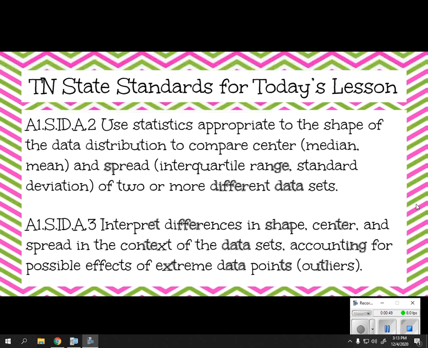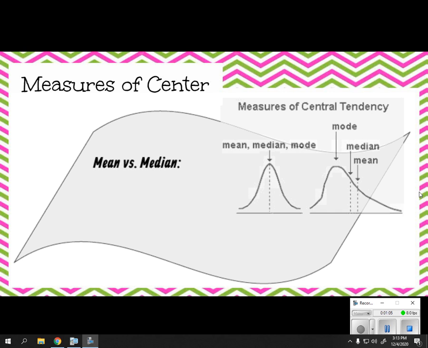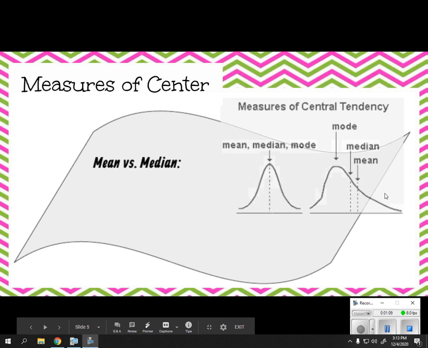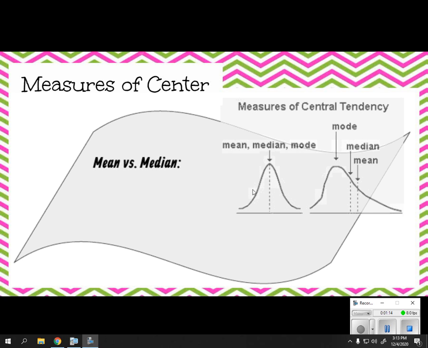Here are our standards. We're going to use statistics appropriate to the shape and distribution of data, comparing center and spread. We're going to interpret differences in shape, center, and spread, and look at outliers. And we're going to turn to page 316. And when you get there, you're going to see this picture. And we've got a beautiful picture of some humps there, and we've got mean versus median.